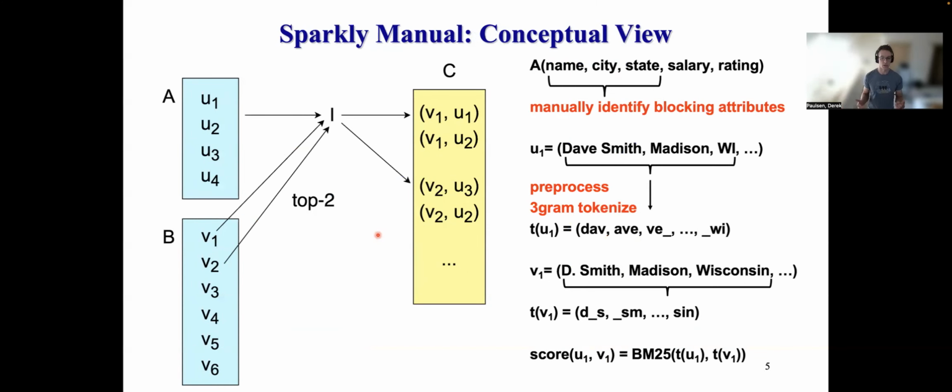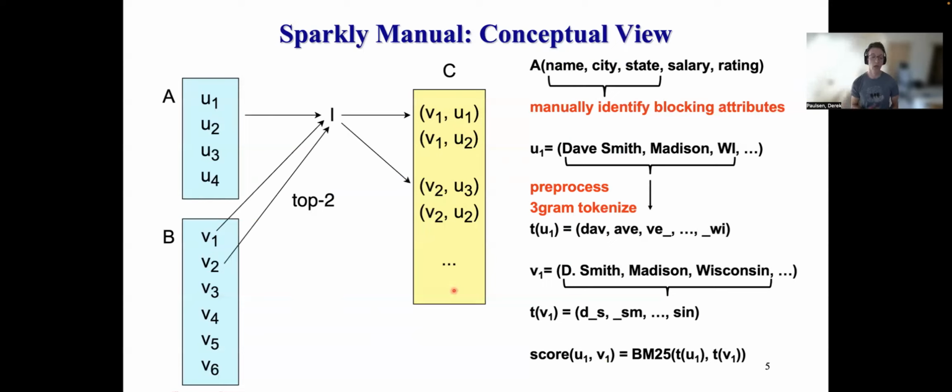Now let me tell you about our solution, Sparkly. Suppose we have 2 tables, A and B again, which have these records pictured here. We're first going to construct a TF-IDF index I on table A, and then for each record in table B, we consult index I and get the top K values. So if we take V1 here, for example, we're going to consult index I. This will give us 2 records output from table A, which are going to be U1 and U2. We're going to collect all of these top K results into our candidate set C, which is our final blocking output.